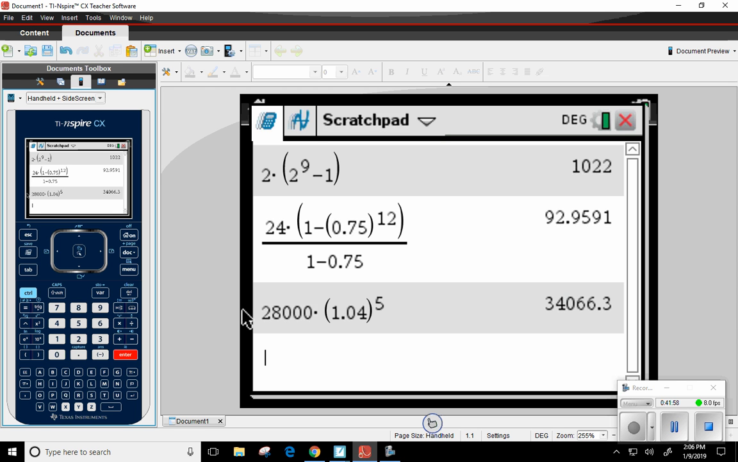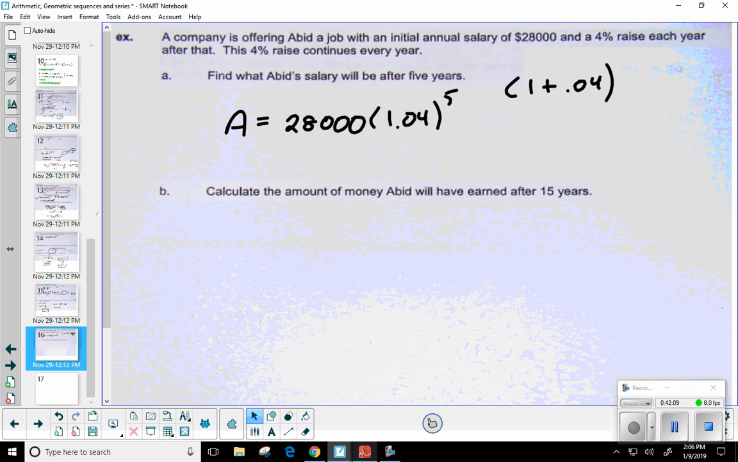Now, is it reasonable to put decimals on this one? Yeah, because we're talking about money. So 34,066, and I'll say 30 cents. Then calculate the amount of money he'll earn after 15 years. All I have to do is replace one thing, the exponent. So 28,000.